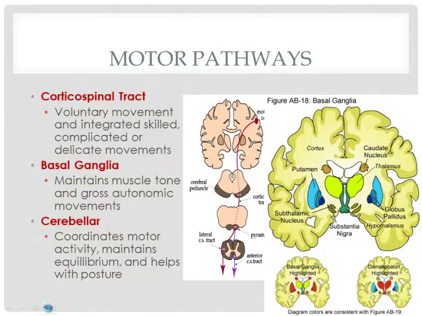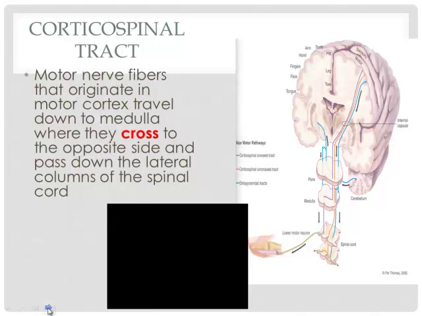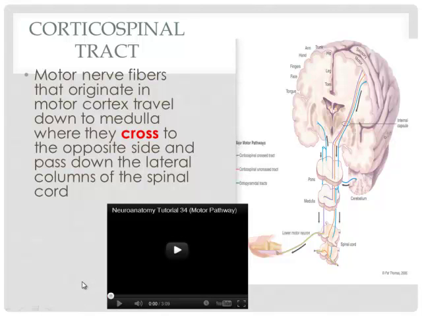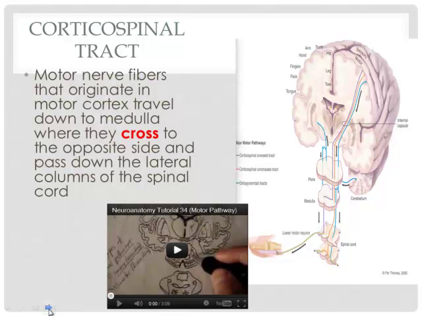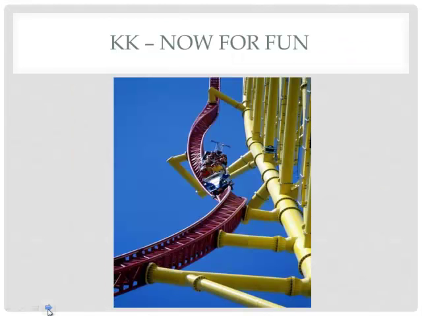So going on to the next slide, I want you to take a look at this neural anatomy tutorial, because it's quite good. This instructor is really good, and he's got a good visual that you can follow, showing how the corticospinal tract comes down from the brain and crosses over in the medulla. So it's time for some fun.